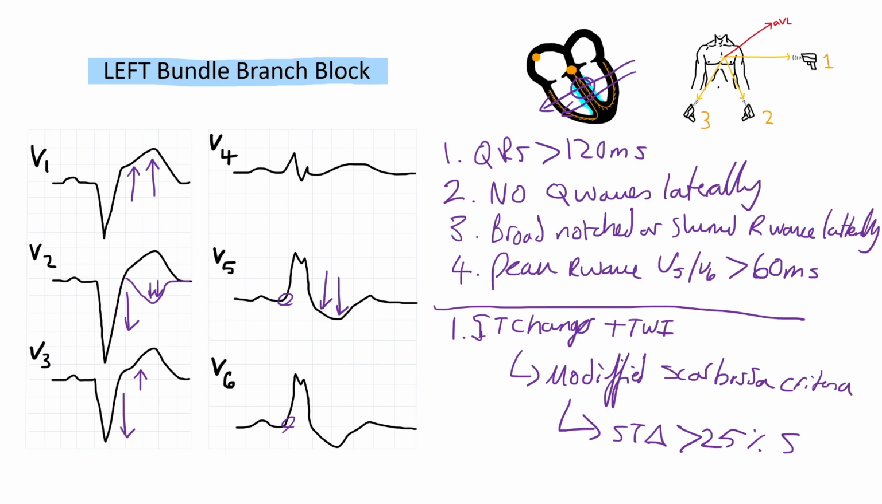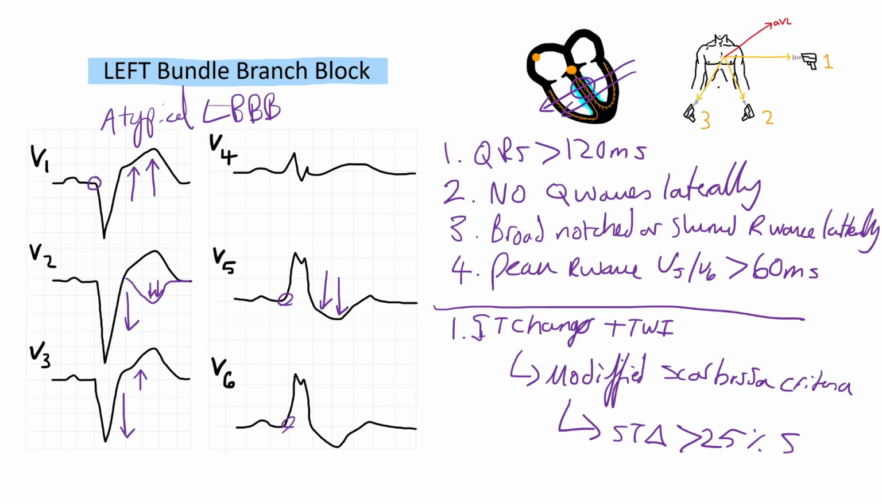Now one other thing to note is that we have typical left bundle branch blocks and we have atypical bundle branch blocks. This is actually an example of atypical, because usually we should get a small R wave in V1. It should be very small. If it's not there, we should label it as an atypical left bundle branch block.